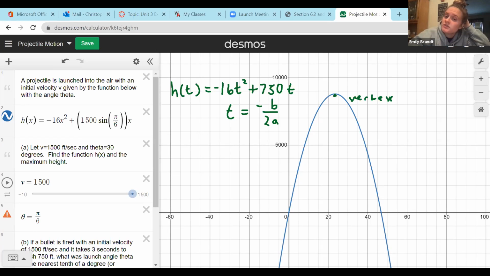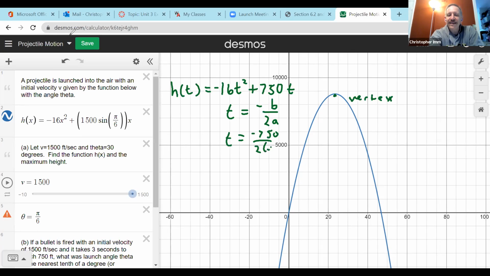Is it the 750? It is. And what's the a? The negative 16. Exactly. Great. So I can just plug that in and compute it and find the time. So yes, nice job. So negative 750 over 2 times negative 16.